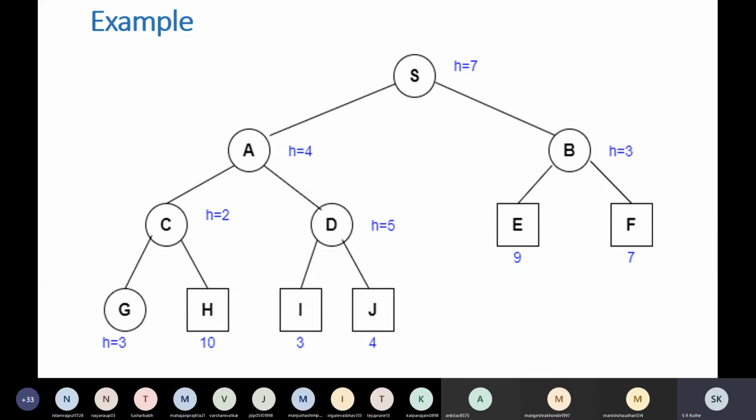Now this is the state space given to you. What we have to find out? We have to execute the AO star algorithm on this state space and find out what solution it will return.